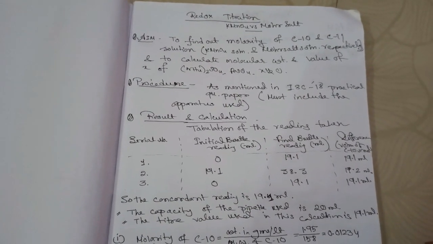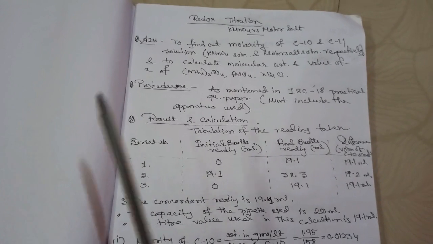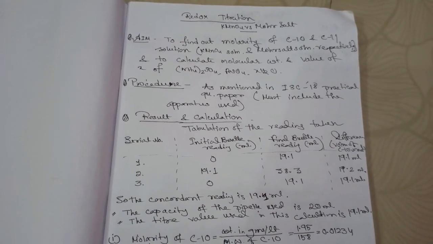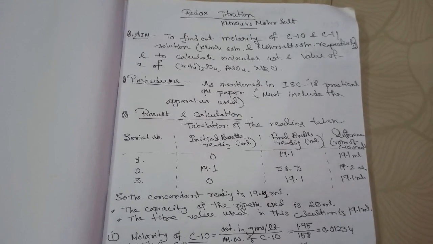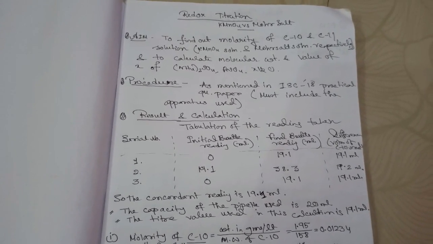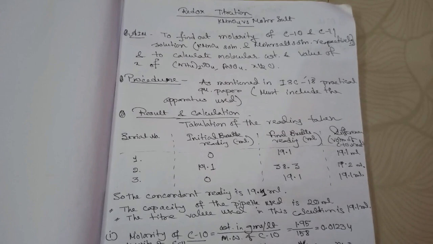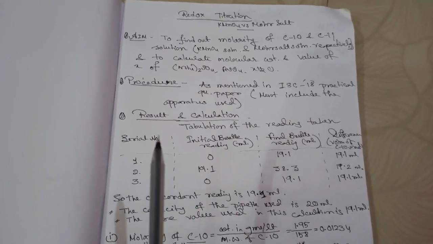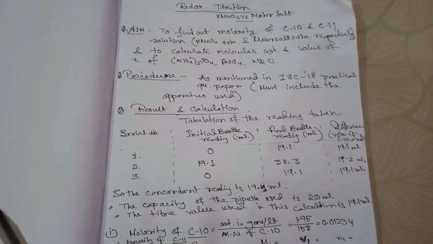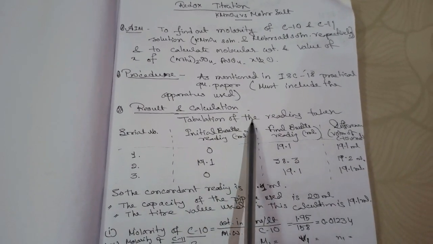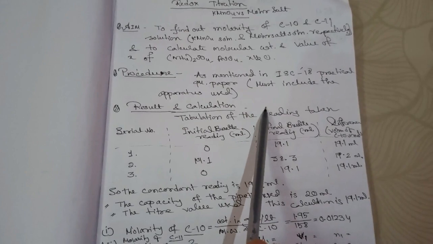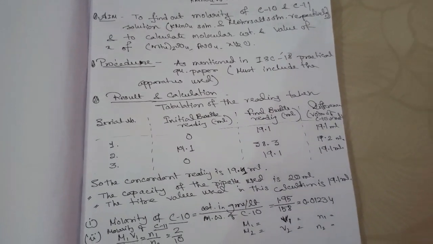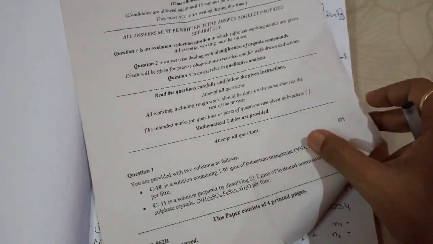Now about writing the practical file. First you should write the aim of the experiment. Here our aim is to find the strength of C10 and C11 solution in molarity, and also to find out the value of X, that is the number of water of crystallization present per molecule of Mohr's salt. Then that should be written just after the heading. After that, procedure, and as I've mentioned here, you should write the procedure that is mentioned in the ISC 2018 practical question paper, because we have done this experiment today.